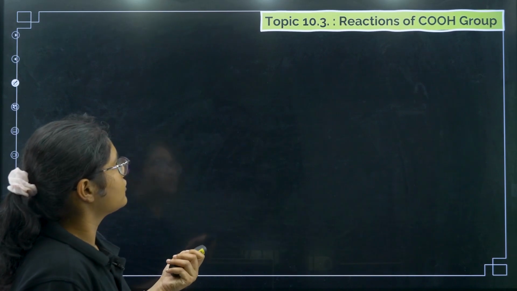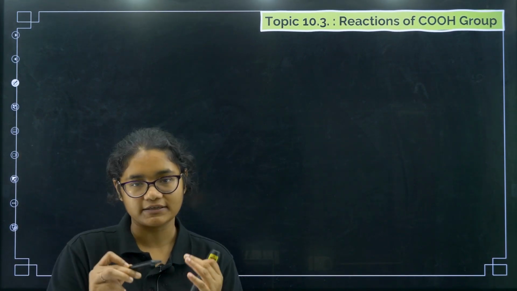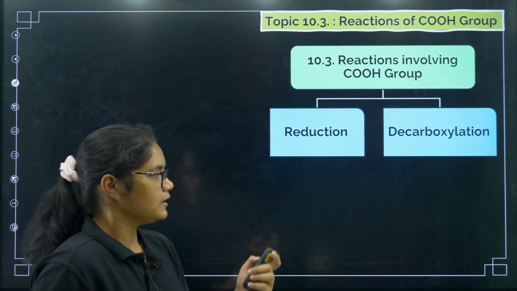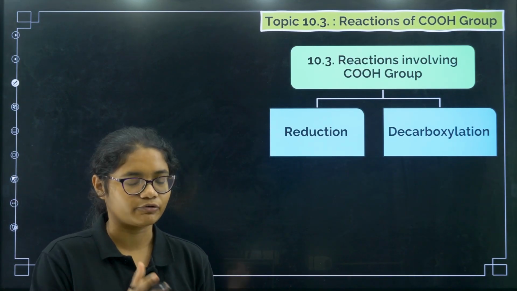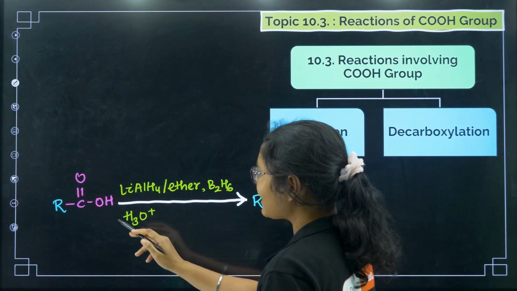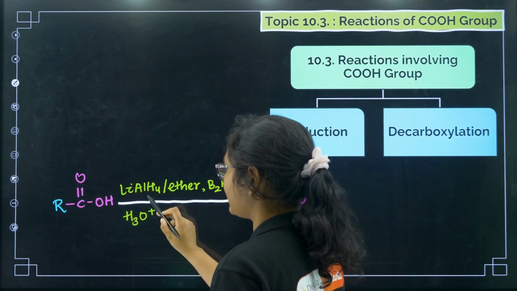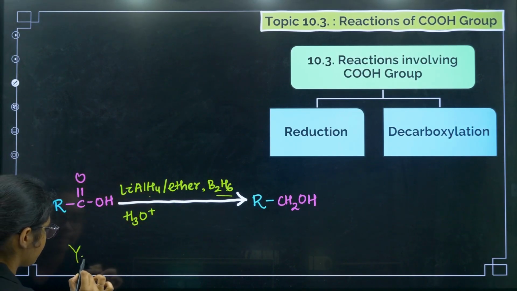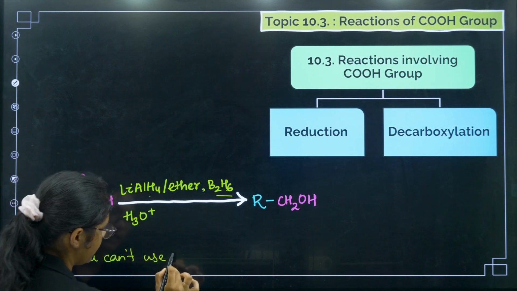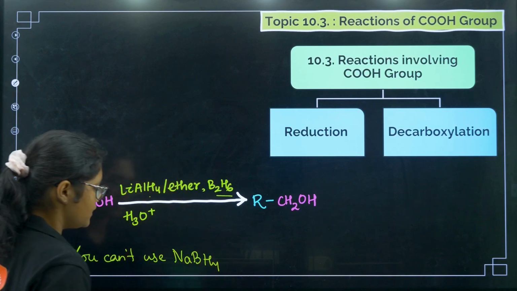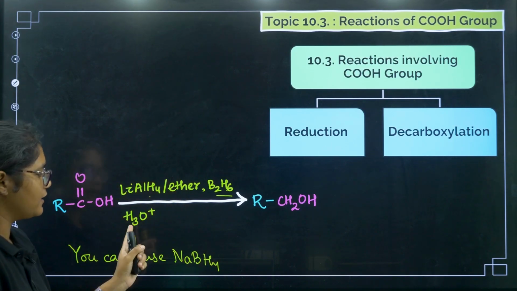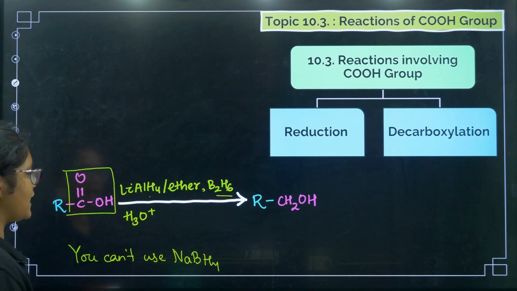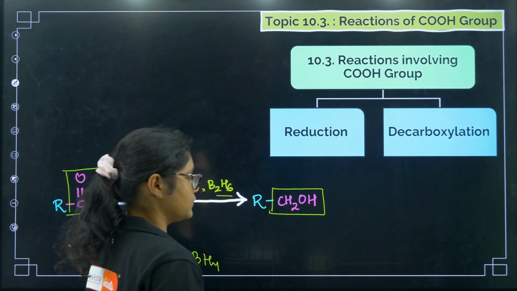Okay, fine. Now let us go to the next one, that is reactions of the COOH group, meaning those reactions where the complete COOH group is involved. So here the first one is reduction and the next one is decarboxylation. Now reduction, this reaction we have already studied in the formation of alcohols. If you see, we have RCOOH, we can reduce that using lithium aluminium hydride or B2H6. These are the two reagents that you must use. Remember here, you cannot use NaBH4. So we can use lithium aluminium hydride in presence of ether and H3O+, or you can use B2H6. This carboxylic acid part gets converted to alcohol, right?